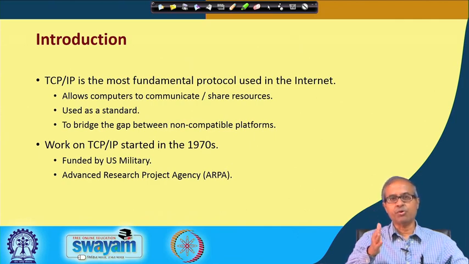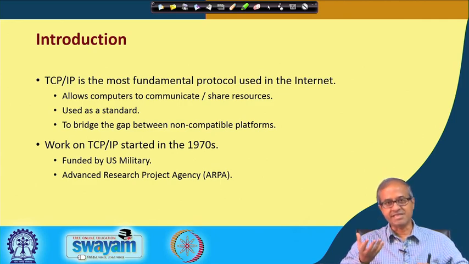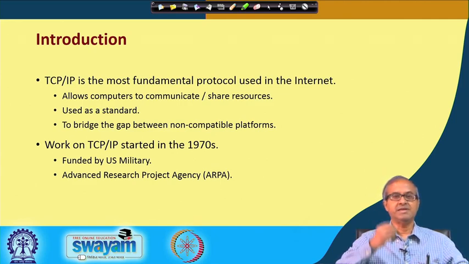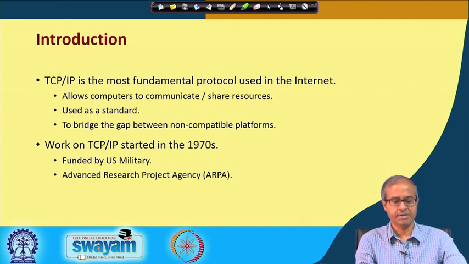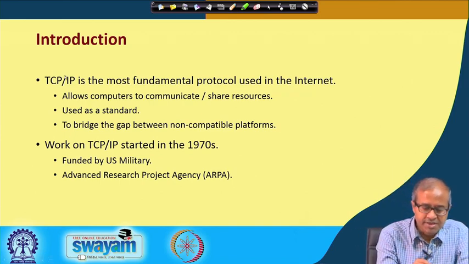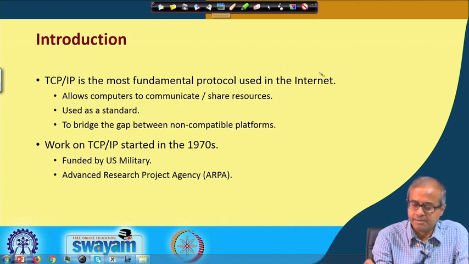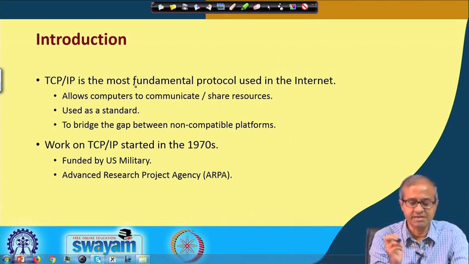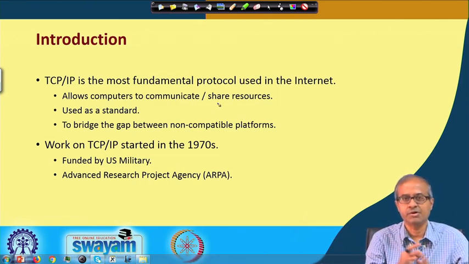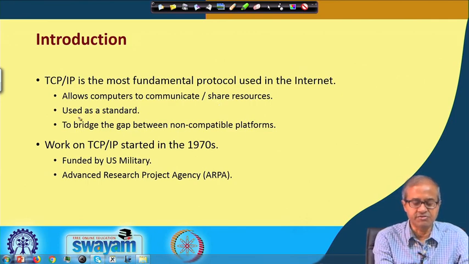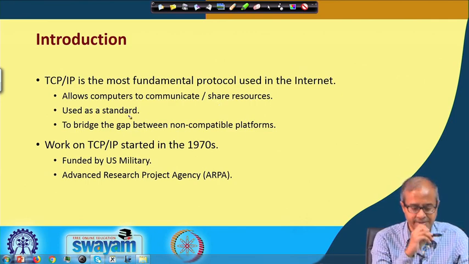So, there must be some common language all these computers are speaking, and it is this TCP IP that is the common language. So, if a node you connect to the computer understands this TCP IP protocol, then it can communicate with the internet to any other computer in the world, right. Now, TCP IP, by virtue of its standardization, allows computers to communicate and share resources over the internet all across the world. This is used as a universal standard in the internet.